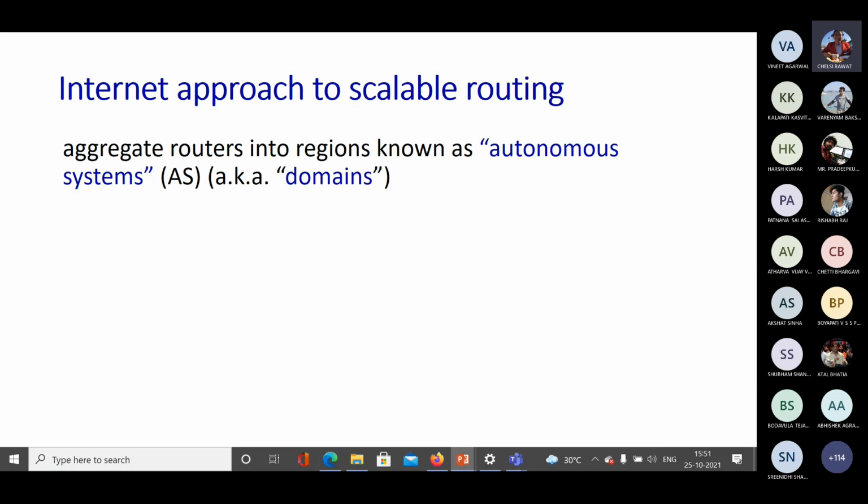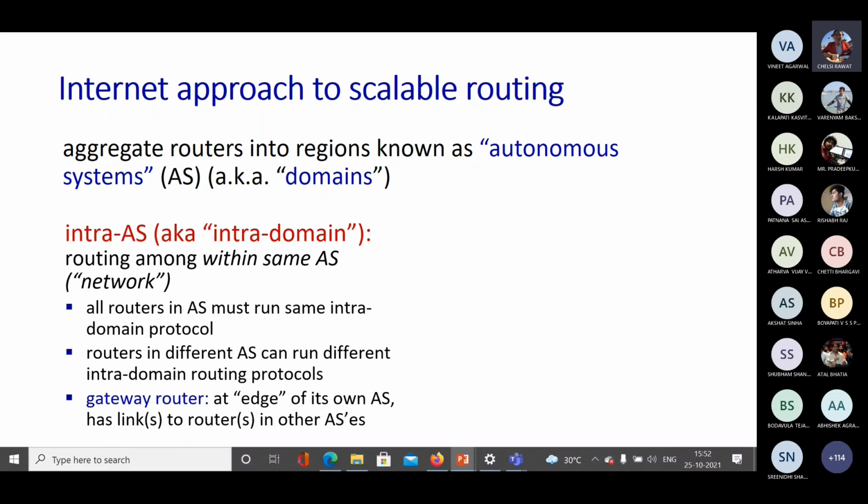Now, with this comes the concept of what approach the internet uses to have scalable routing. So what can be done? We can aggregate routers or clusters of routers and define them as a given region. This way of aggregating routers and defining them into a region is known as autonomous systems, or AS. Such a system of aggregated routers divided into regions is known as an autonomous system or a domain.